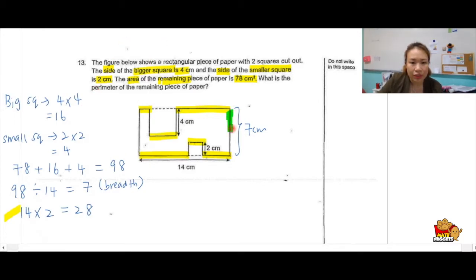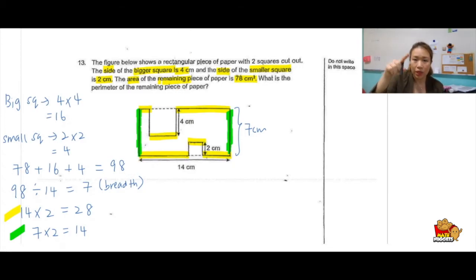Next, let's look at the 7. So over here, breadth is 7. This is another breadth as well. So my total green color in the figure, that will be 7 times 2, 14. Okay? I'm not done yet, right? Perimeter, I need to add up all the insides as well. So what's missing? I have this missing. 4 and 4. So then I have 4 times 2, which is 8.